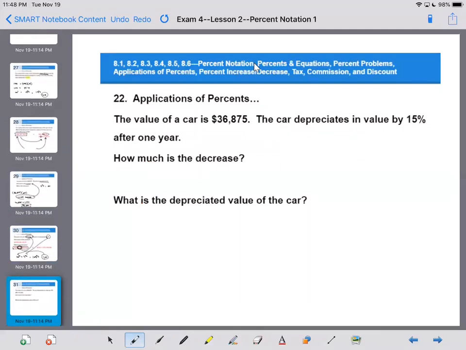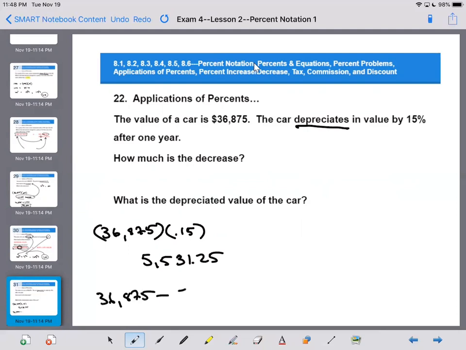So what if it depreciates? Depreciates just means that it's going to decrease in value. If I take 36,875, the same price, but I say it decreases by 15%, I just want to take 36,875 and multiply it by 15%. That tells me it's going to decrease in value $5,531.25. So I would have to take 36,875 and subtract this $5,531.25 to get my new price.